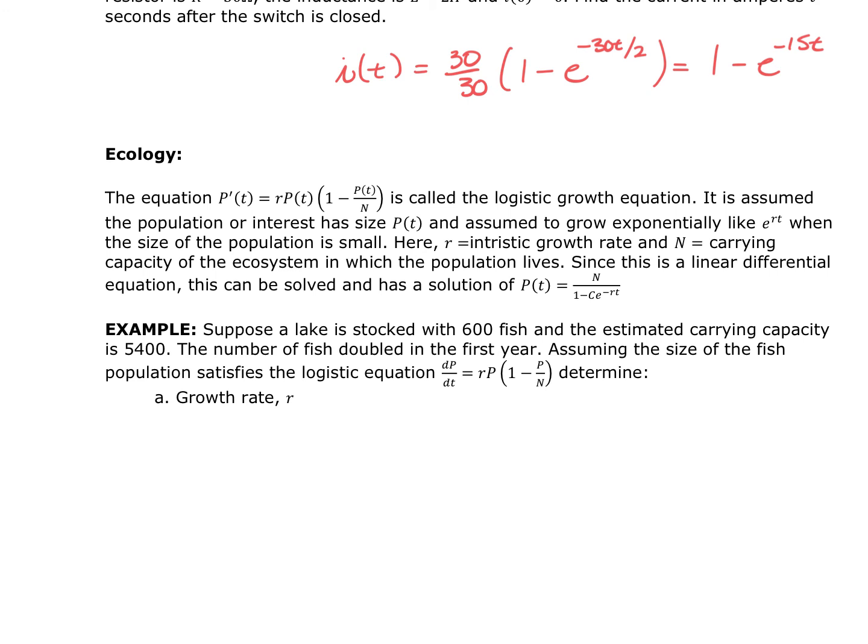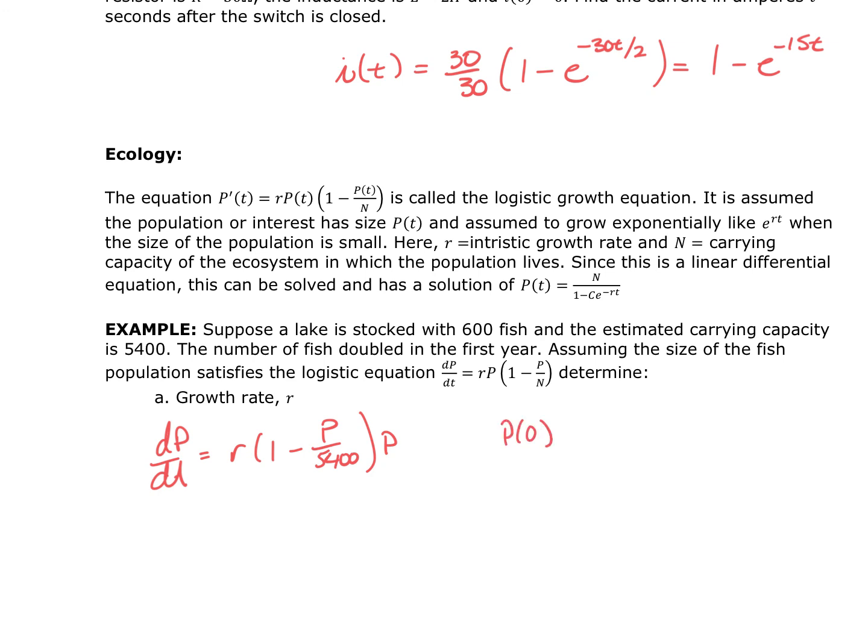Let's use this. It says, suppose a lake is stocked with 600 fish, and the estimated carrying capacity is 5,400 fish. The number of fish doubles in the first year, assuming the size of the fish population satisfies the logistic equation dP/dt is equal to rP times 1 minus P over N. Determine the growth rate. Okay, so dP/dt is going to equal r times 1 minus P over 5,400, because that is our carrying capacity, that's our N, and then multiplied by P.